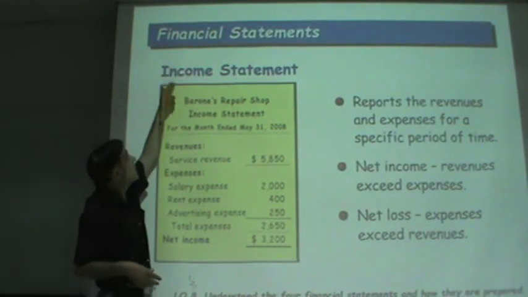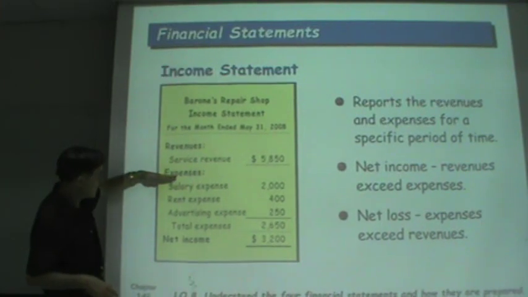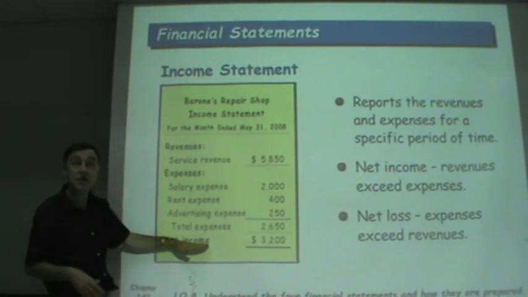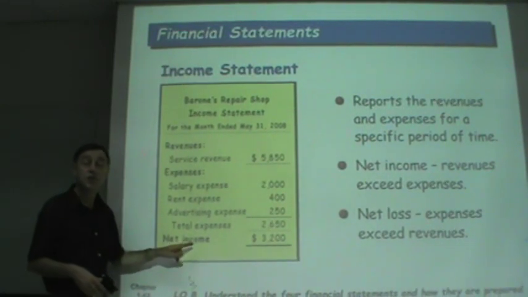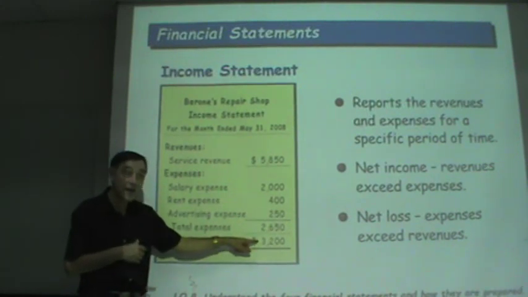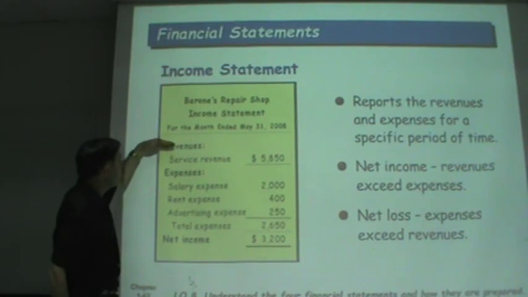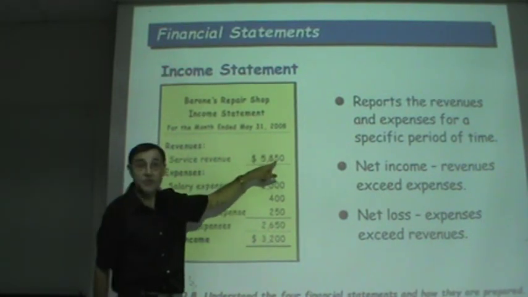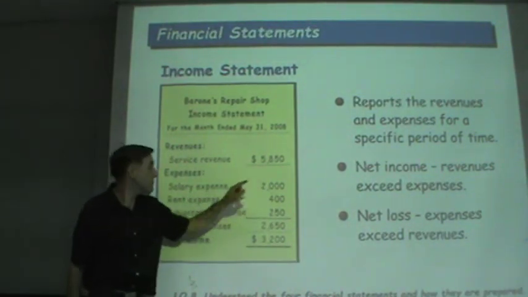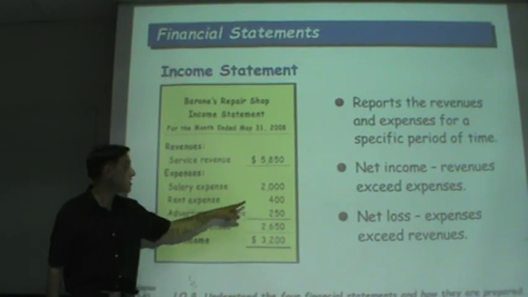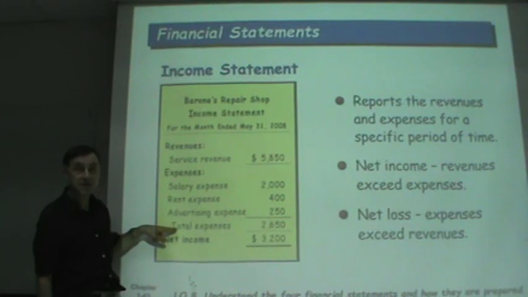So, usually an income statement will have revenues in one part, expenses in another part, and at the end it's going to be net income. Sometimes it could be a loss. And if it's a loss, it will be a negative number. You write negative or you write brackets. So, revenue. Service revenue, 5,850. Okay. And expenses. Salary expense, 2,000. Rent expense, 400. Advertising expense, 250. And have total expenses.